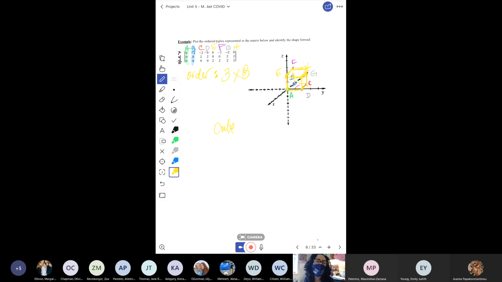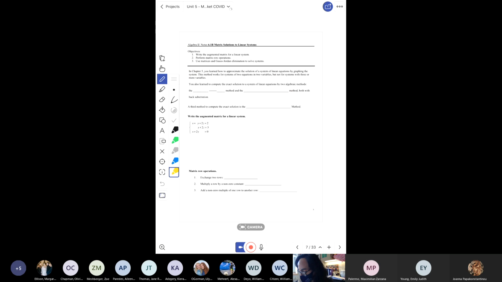Okay, so there you have how we use matrices to represent data and how we use augmented matrices to represent a system. So let's talk about how we can solve systems using matrices. Let's go a little bit more in depth into that. We talked about in chapter 5, in the last chapter, how to solve systems. We said that we can use substitution method, right? And we can use linear combination.